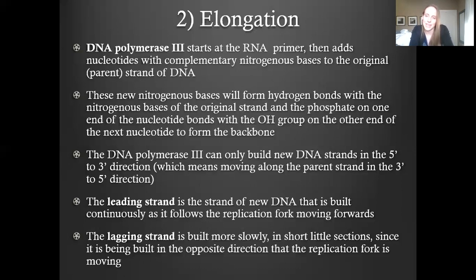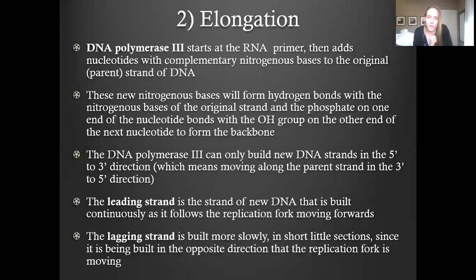Again, that's done by DNA polymerase 3, which will start at the RNA primer and then just add nucleotides one at a time along the parent strand. So if the parent strand has like an A nitrogenous base sticking out, the complementary nitrogenous base to that is a T. So the DNA polymerase will take a nucleotide, the sugar, phosphate, and nitrogenous base that has a T for a nitrogenous base and bind it to the A on the original strand. And those will just hydrogen bond together.